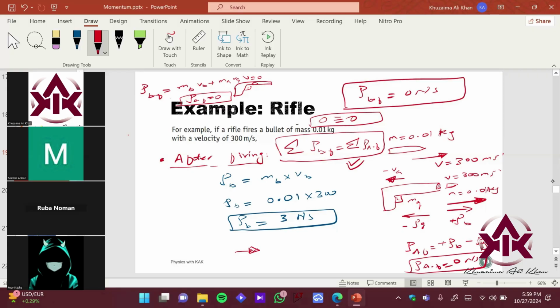So using these assumptions and principles, the momentum of the gun should also be 3 Newton second, but it would be in the opposite direction, right? Make sense?